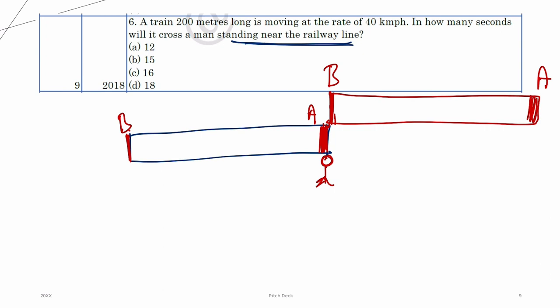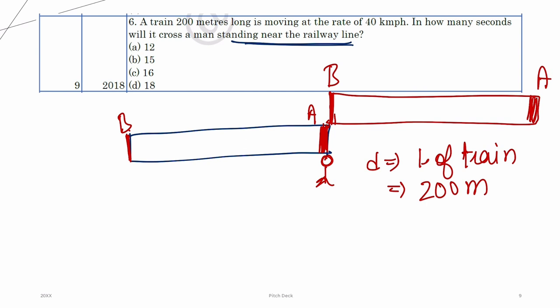So what is the total distance the train has to cover? The distance that the train has to cover is the length of the train. That is the total distance the train has to cover to cross the man, which is 200 meters, right? Now we know the speed of the train. Speed of the train is 40 kilometers per hour.